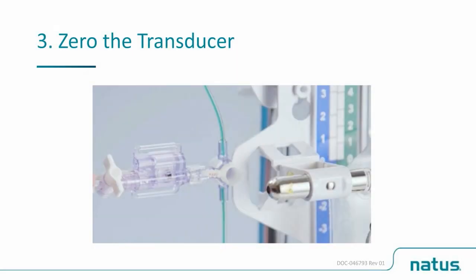Zero the transducer to atmospheric pressure at least once per shift, as there is a drift or loss of accuracy of measurement of 1 to 2 millimeters of mercury every 8 hours. It's also a good idea to re-zero if you are treating an elevated ICP to ensure that you have an accurate number. Refer to the manufacturer's guidelines and your hospital's policy with regards to how and when to zero.